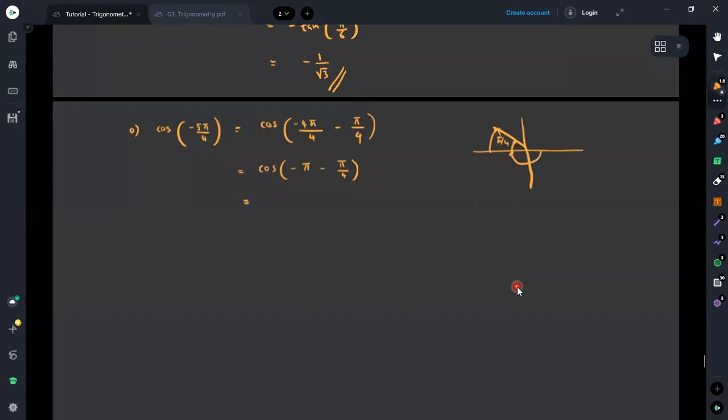But since the angle is now located in the second quadrant, the cosine should be a negative value. We cannot have a positive cosine in the second quadrant. Therefore, this should be negative, so we get negative cosine π over 4. The value of cosine π over 4 is equal to 1 over root 2. Then this is equal to minus 1 over root 2.